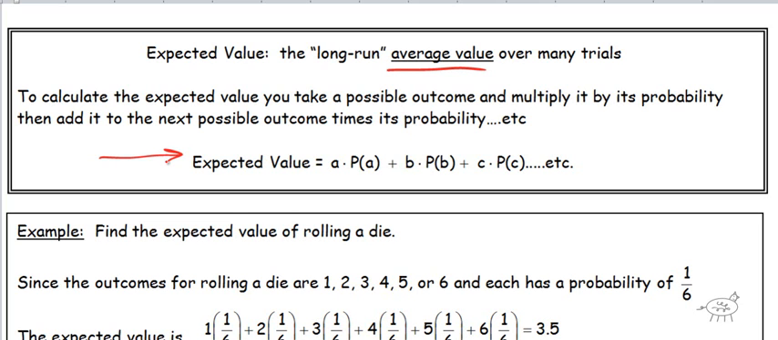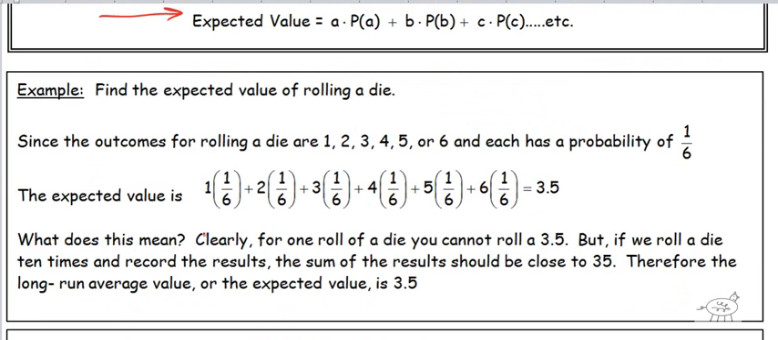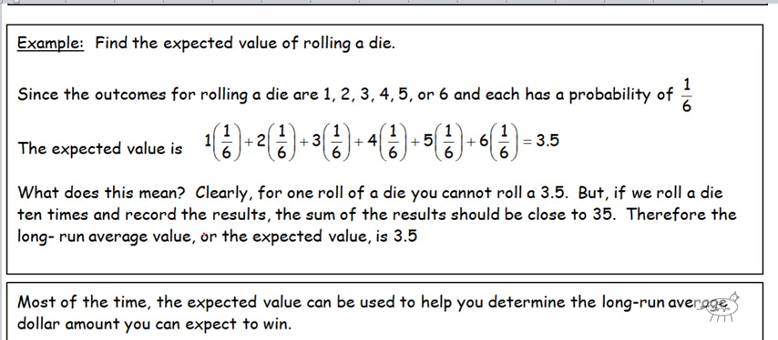A is the actual outcome, and P of A is the probability of getting that outcome. B, again, is an outcome, and P of B is the probability of getting that B, etc. And you keep adding that. So let's start out with an example. It's a good example: find the expected value of rolling a die.